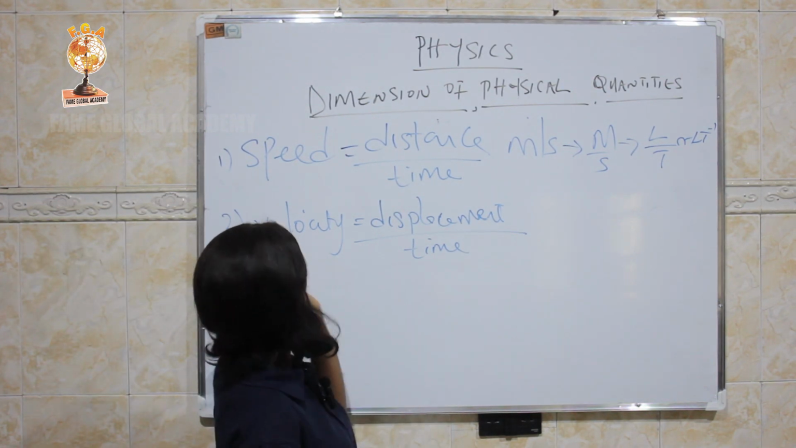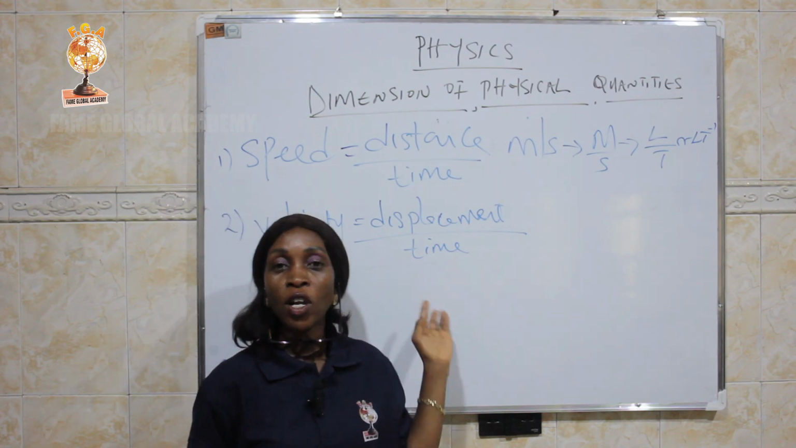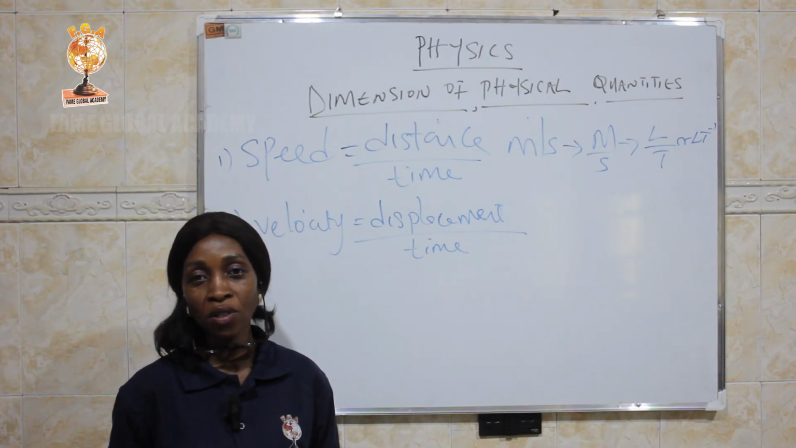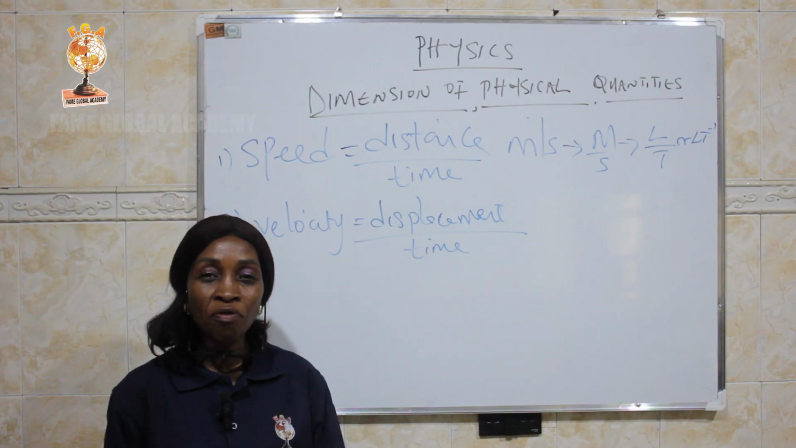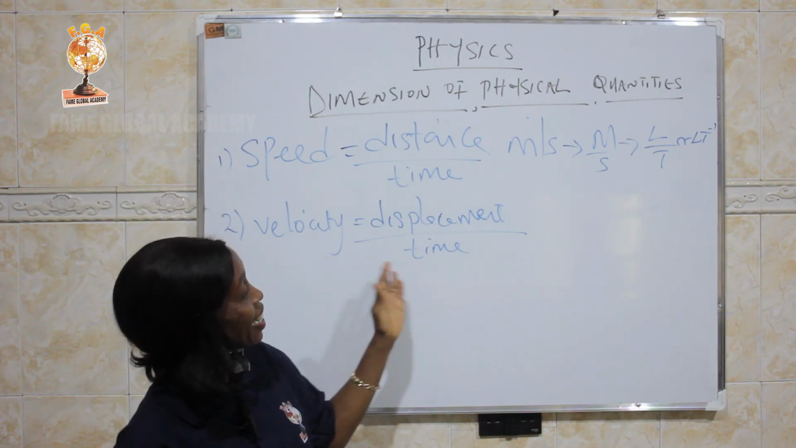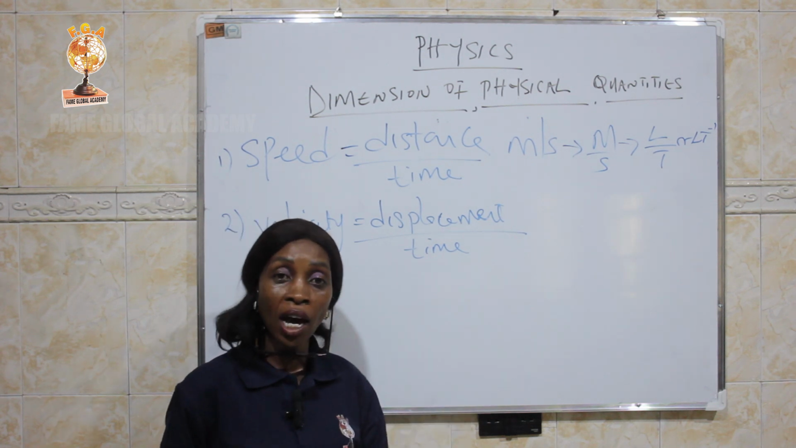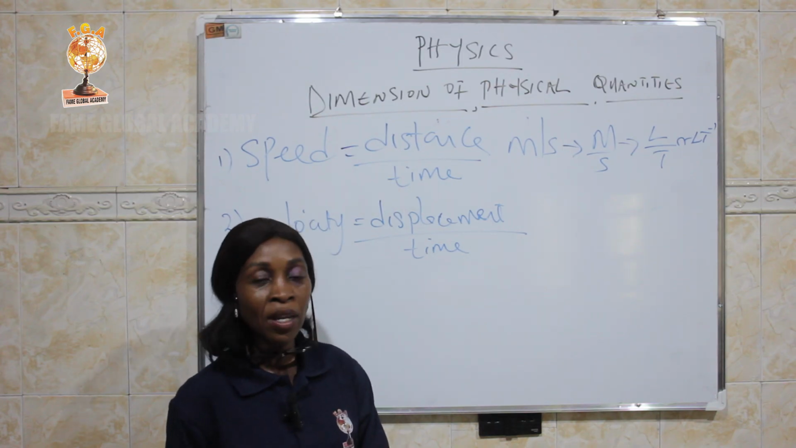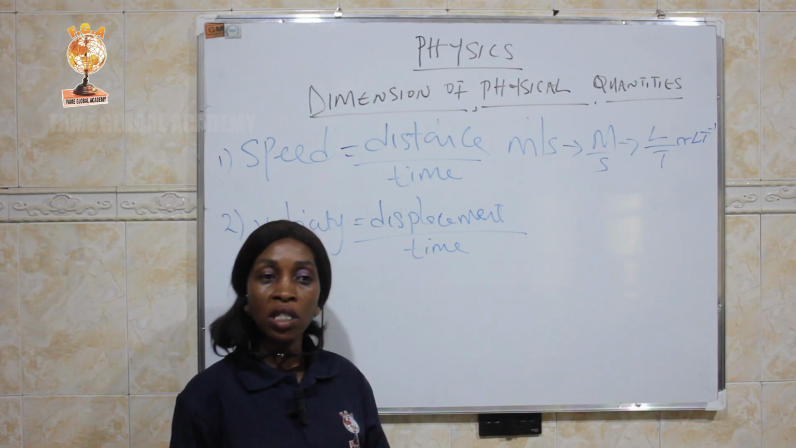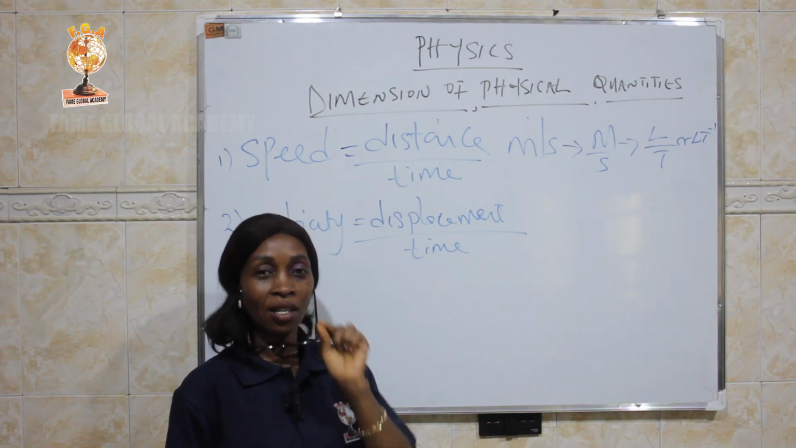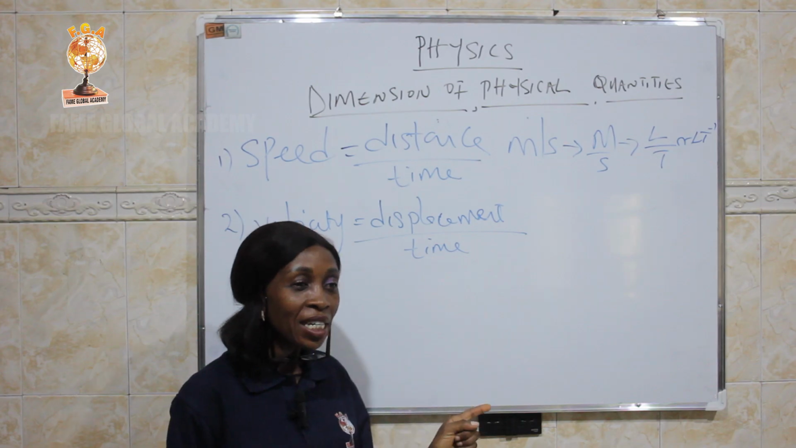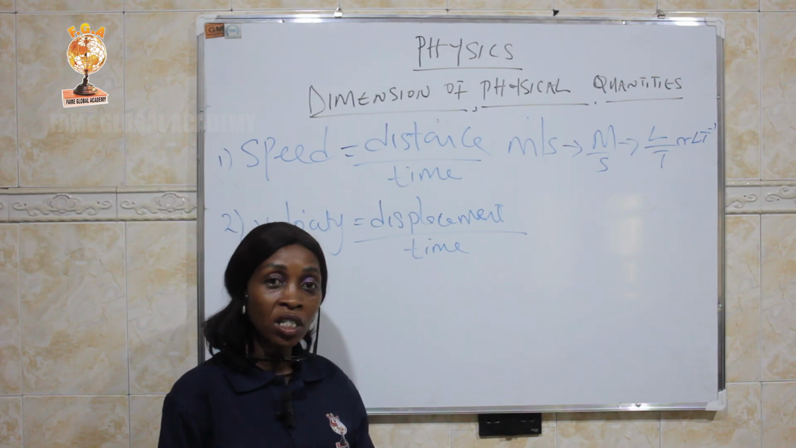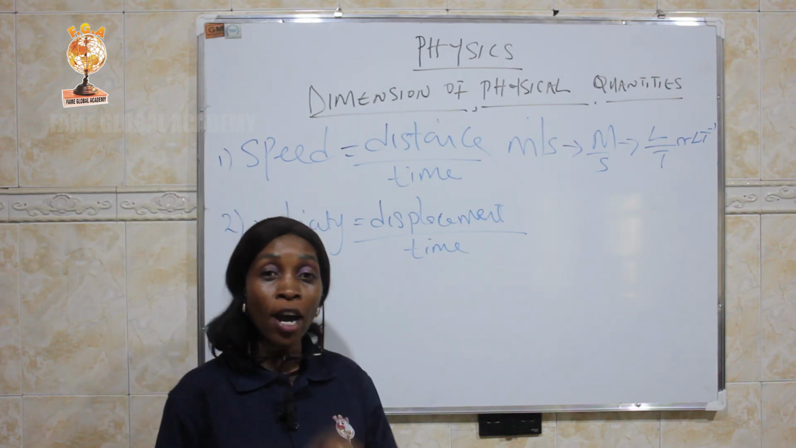Now, good. Number two, let's talk about velocity. Velocity is distance traveled in a specified direction. So this velocity is displacement over time. When it comes to formula, displacement over time is distance traveled in a specified direction. Now, somebody would say that speed and velocity are the same. They are not exactly the same. Speed is a scalar quantity, while velocity is a vector quantity.